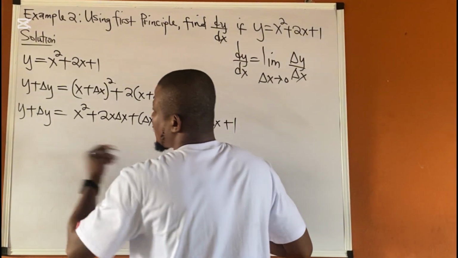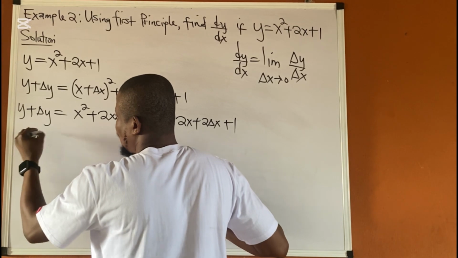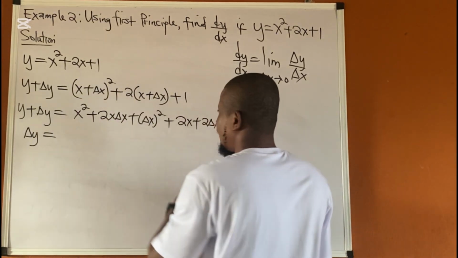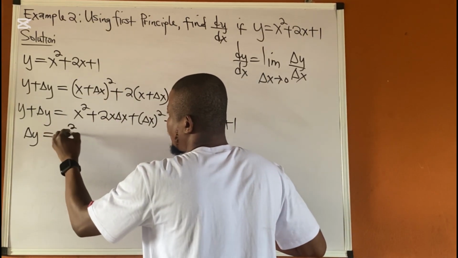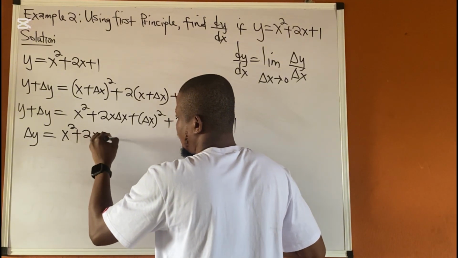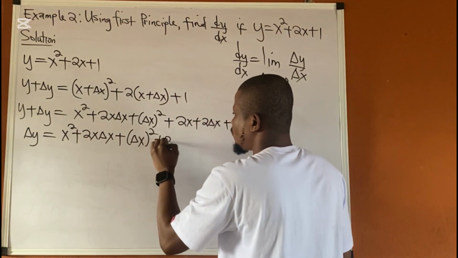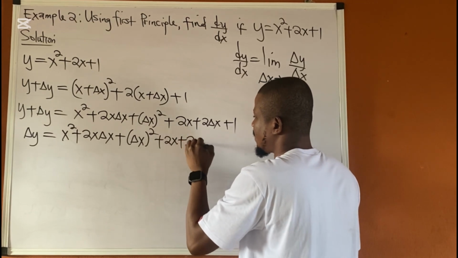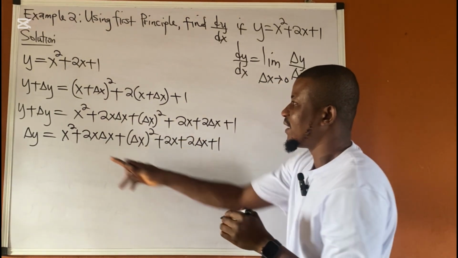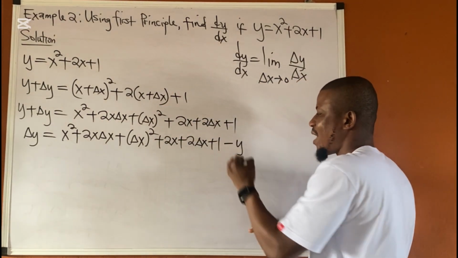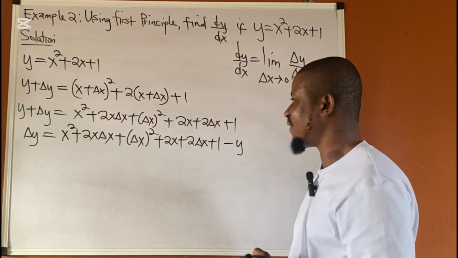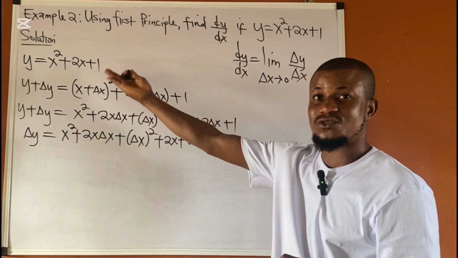So let's make our change in y the subject. We have change in y. We need to take this to the right hand side. So we have x squared plus 2x change in x plus change in x all squared plus 2x plus 2 change in x plus 1. Then we transfer y, we have a negative y. We need to replace the value of y here because y is x squared plus 2x plus 1.